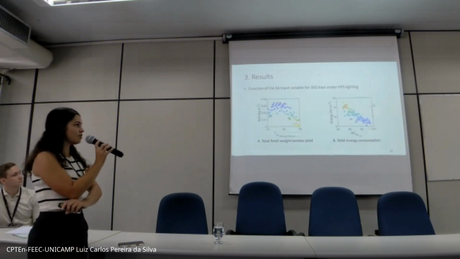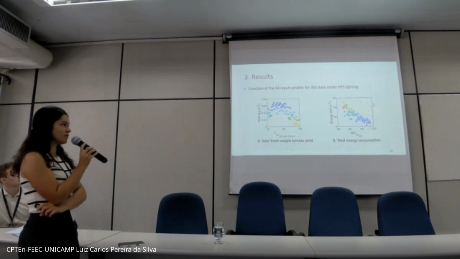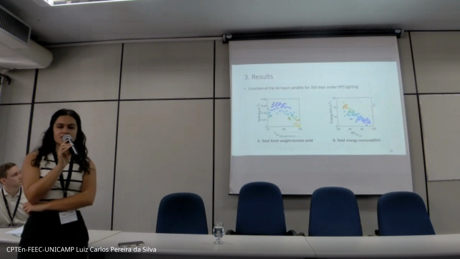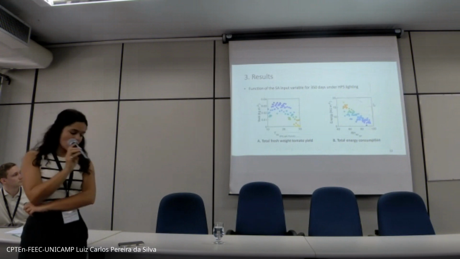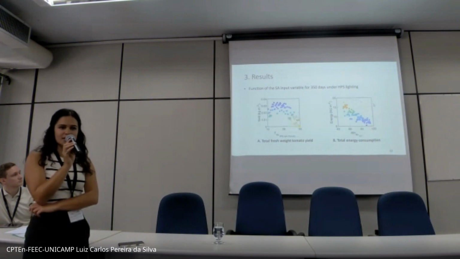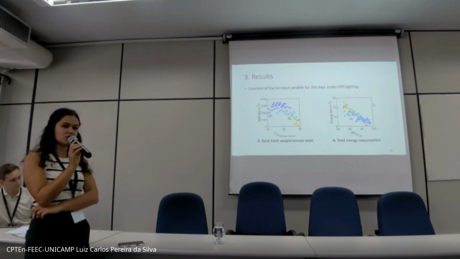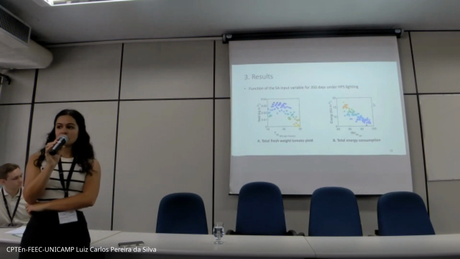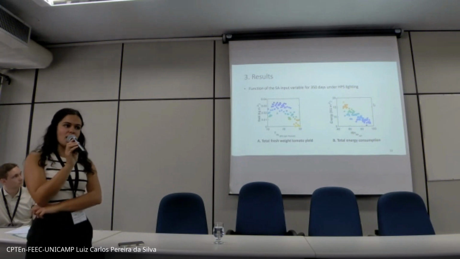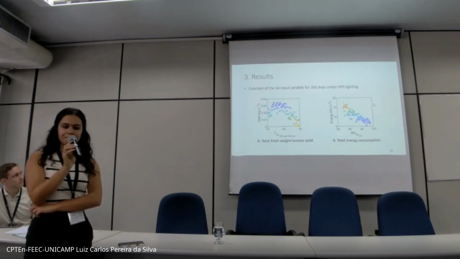Here is an example with the function of the sensitivity analysis input variables for 350 days under HPS lighting. We use 350 days, which is what is usually used in greenhouses in Canada, because they use 2 weeks to change the harvest and clean the greenhouse. And this allows them to have management of their greenhouse over a year, which is easier for them.